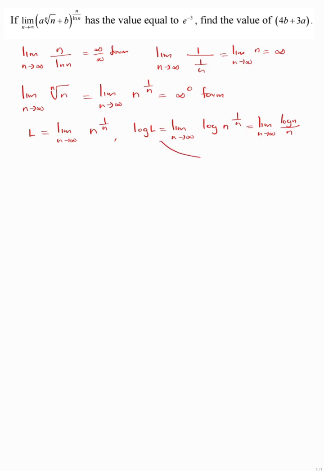So I have this as log L. Which form is this? Log n by n is infinity by infinity form. It's the reciprocal of the previous one. Log here is with base e only. So I am again applying L'Hospital's rule. The numerator becomes 1 by n, the denominator is 1, so this is 0. So L equals e raised to 0, which is 1.